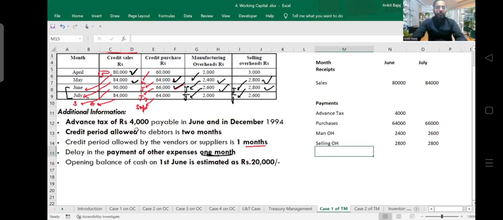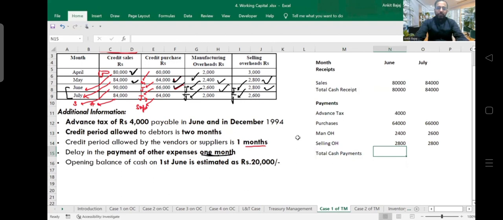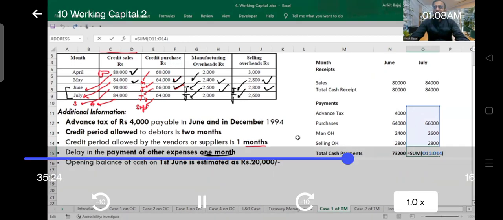Then if you see, the opening balance of cash is given. So before I include the opening balance, I will calculate the total of cash receipts. So total cash receipt I have calculated here. And I have to calculate the total cash payments. What is going to be the total of cash payments? Simply I will add all the payments. So that is 73,200 and here it is going to be 71,400. So to calculate total cash payments, I have done the total of payments, and here I have taken the total of July month.